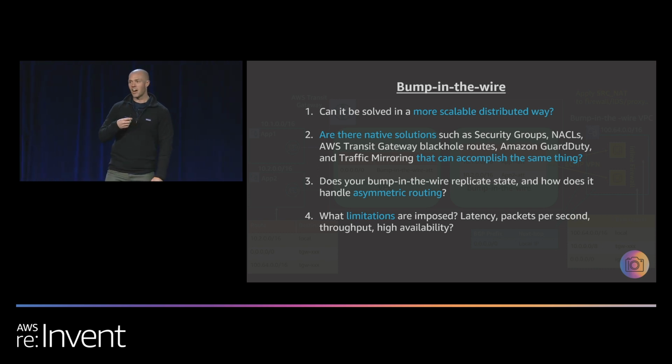The other thing is, are there native constructs that solve this already, and can we look at them? Is it an orchestration or control plane issue, or is it not, right? Can things like security groups, network ACLs, black holing traffic in a transit gateway, Amazon GuardDuty, any of those things, can they help out? If you go down the approach of centralization, you're going to deal with things like packets per second limits, latency, the throughput, and dealing with the high availability constraints.